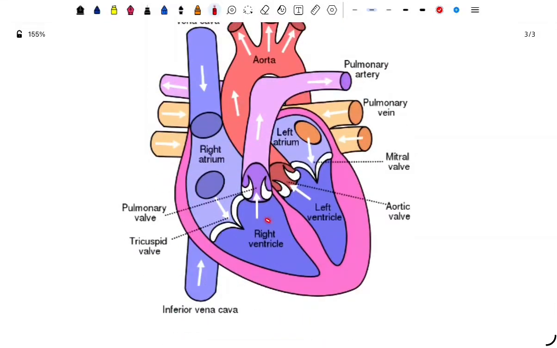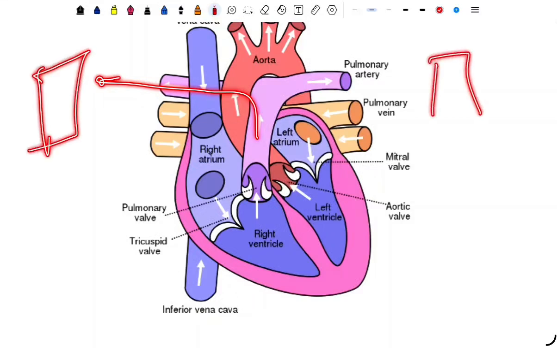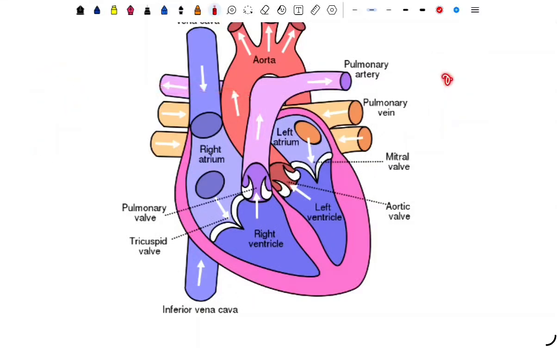After receiving blood, the right ventricle sends the carbon dioxide-rich blood into the pulmonary artery. Normally, arteries carry oxygenated blood, but as an exception, pulmonary arteries carry carbon dioxide-rich blood. This blood reaches the lungs, here the right lung and here the left lung. After reaching the lungs, it becomes oxygenated. Then it enters the pulmonary vein. Normally, veins carry carbon dioxide-rich blood, but the exception is the pulmonary vein, which carries oxygenated blood. This oxygenated blood enters the left atrium.